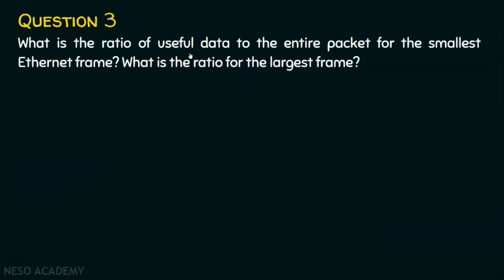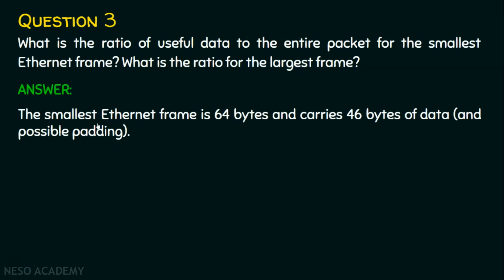What is the ratio of useful data to the entire packet for the smallest Ethernet frame? And what is the ratio for the largest frame? So we are required to find the ratio for the smallest Ethernet frame and the ratio for the largest Ethernet frame. The answer is, we know the smallest Ethernet frame is of 64 bytes and that carries 46 bytes of data. 46 bytes is the minimum data size and 64 bytes is the minimum frame size.